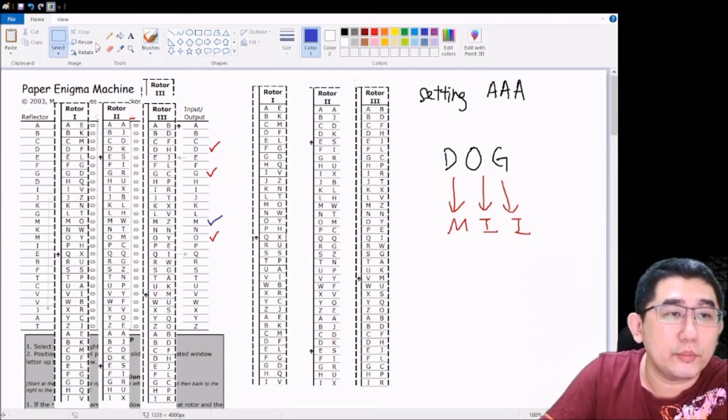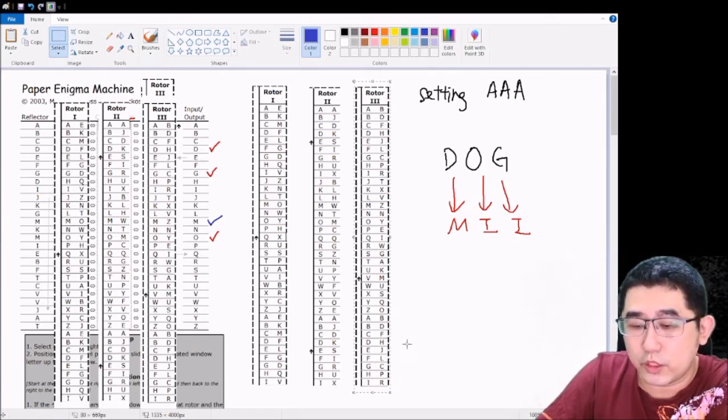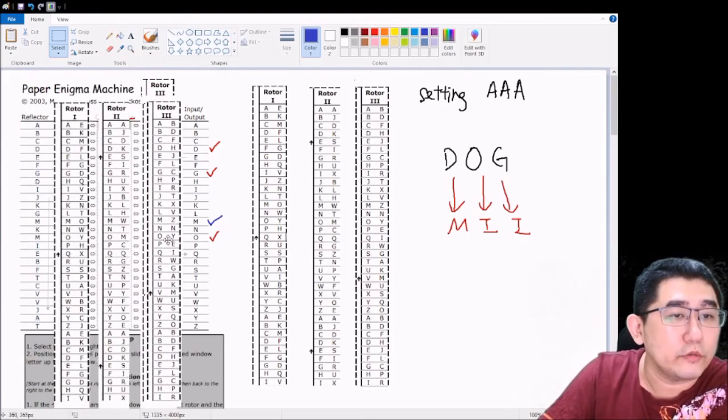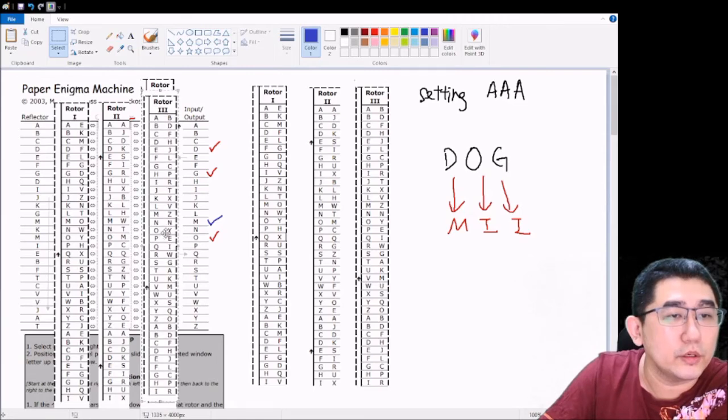So what's going to happen to my third rotor? Again, it will lift up by 1 unit. So A will lift up by 1 unit here. Let's see what's going to happen to this letter M.